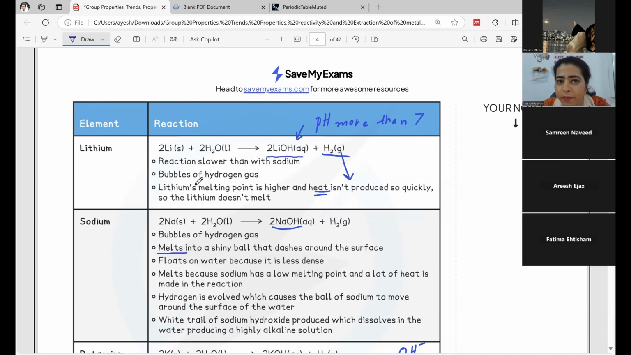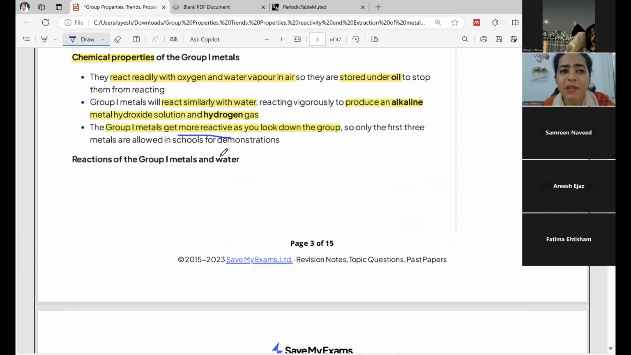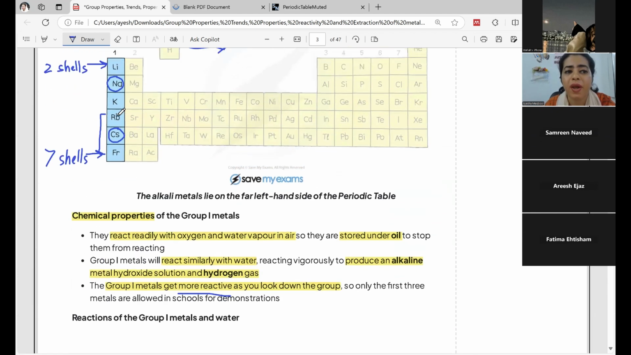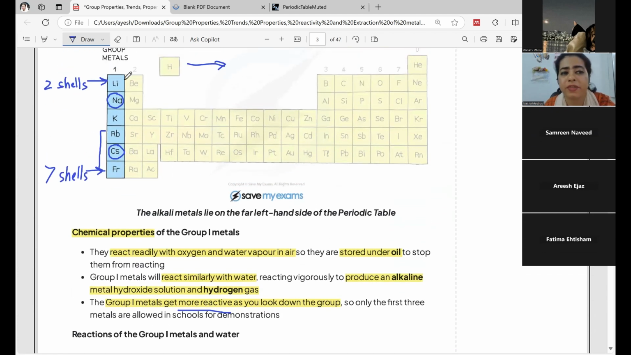Is there enough heat for the cesium to melt on the surface or no? I think, yeah, Miss, there's going to be enough heat for it to melt. Because as we move down, more heat is produced, so they will definitely melt. So like this, we can easily compare the properties of one metal to the other by just checking the position in the periodic table.